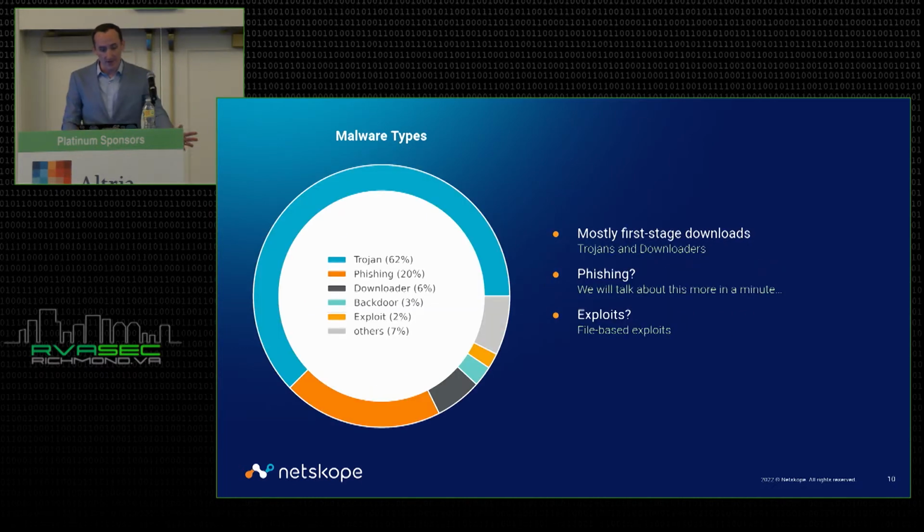When it comes to file types, again, this is mostly people downloading stuff from the web, so we're mostly blocking that initial stage. So lots of Trojans, lots of downloaders.